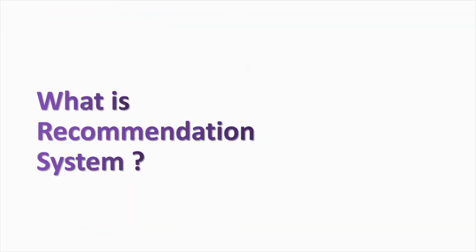So what is a recommendation system? Here, a recommendation system is basically a filtering system that seeks to predict and show the items that a user would like to have. Recommendation engines are data filtering tools that make use of algorithms and data to recommend the most relevant items to a particular user.